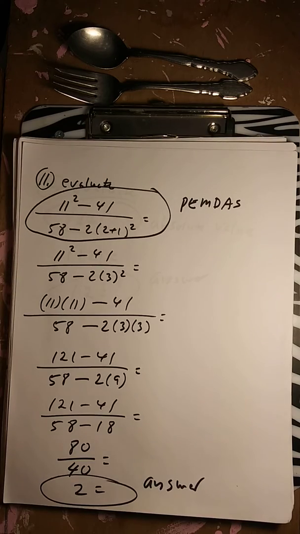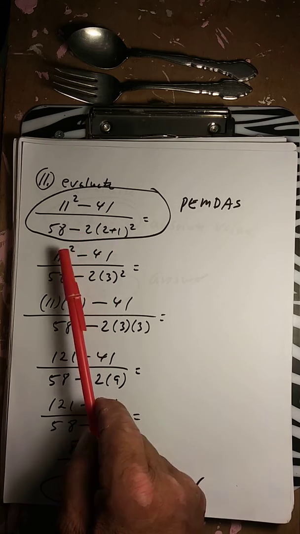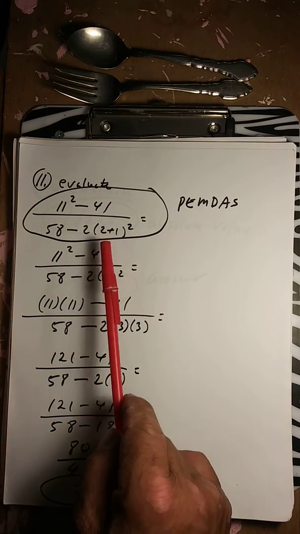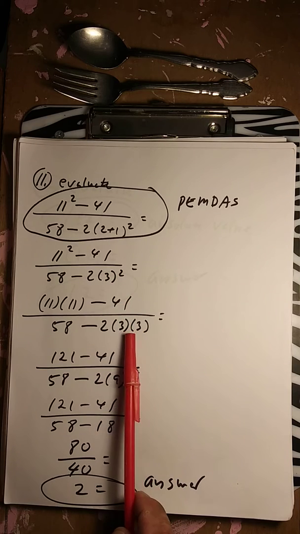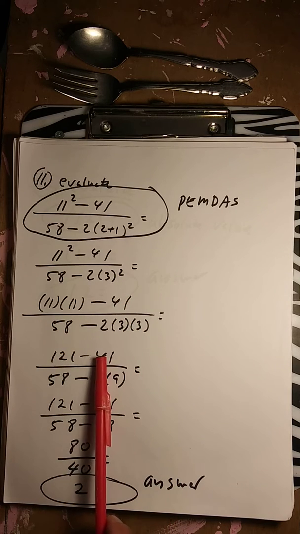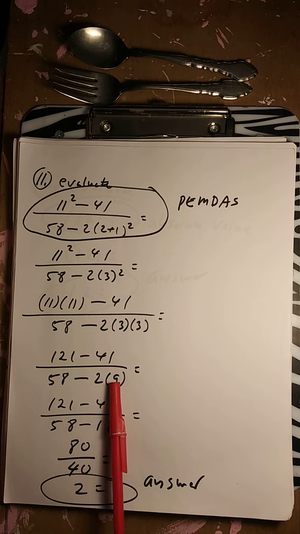Evaluate this. 11 squared minus 41. 11 squared means 11 times 11. And 2 plus 1 is 3. 3 squared means 3 times 3. So we have 121 minus 41. 58 minus 2 times that. 121 minus 41 over 58 minus 18. 80 over 40, which divides, becomes 2.